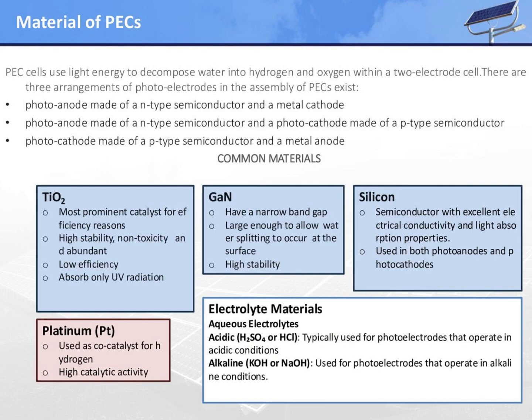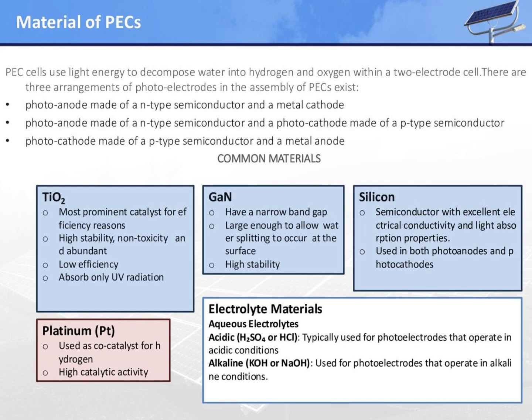So the common materials for the PECs is tin oxides because it is the most prominent catalyst for efficiency reasons. It also has high stability, non-toxicity and is abundant, but low efficiency, and also absorbs only UV radiation. Second is gallium nitride, which is GaN, which has a narrow band gap, large enough to allow water splitting to occur at the surface, and high stability. Third is silicon, which is a semiconductor with excellent electrical conductivity and light absorption properties. Silicon is used in both photoanodes and photocathodes.